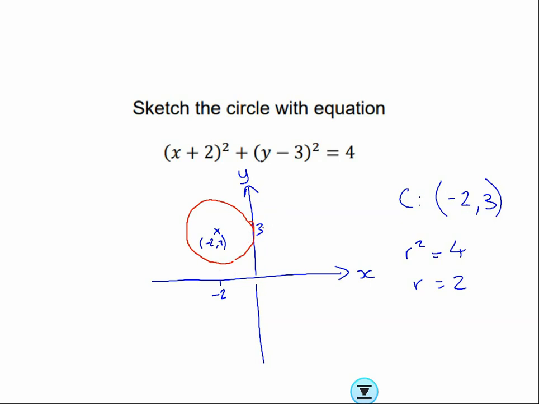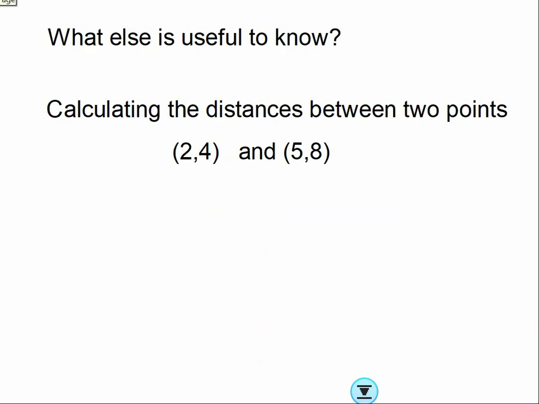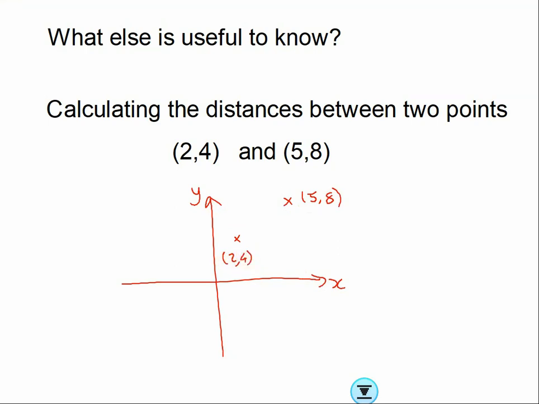Now, what else is useful to know, and that's basically calculating the distance between 2 points. So if we think about these 2 points, here's x, here's y, here's 2, 4, and here's 5, 8. So let's pop those on, 5, 8, 2, 4. Now what they could tell you is they could tell you that these points lie on the circle. And if they tell you that, they might tell you a bit more information. They might tell you that this is a diameter, for example, and you might want to know the distance.